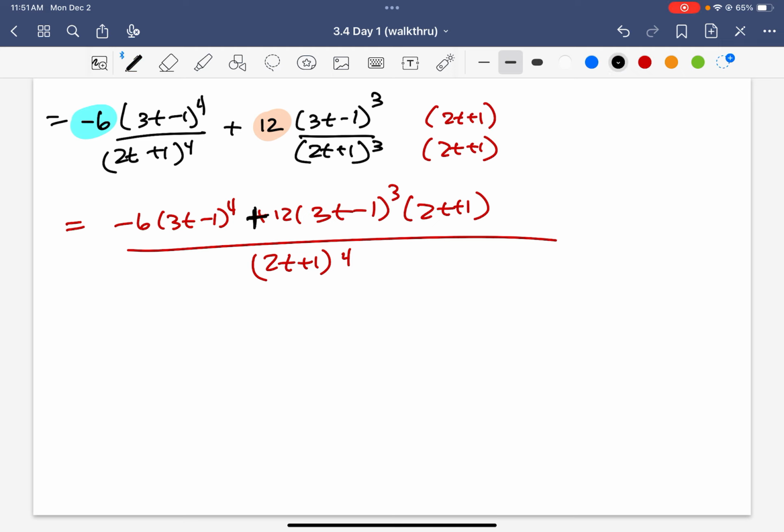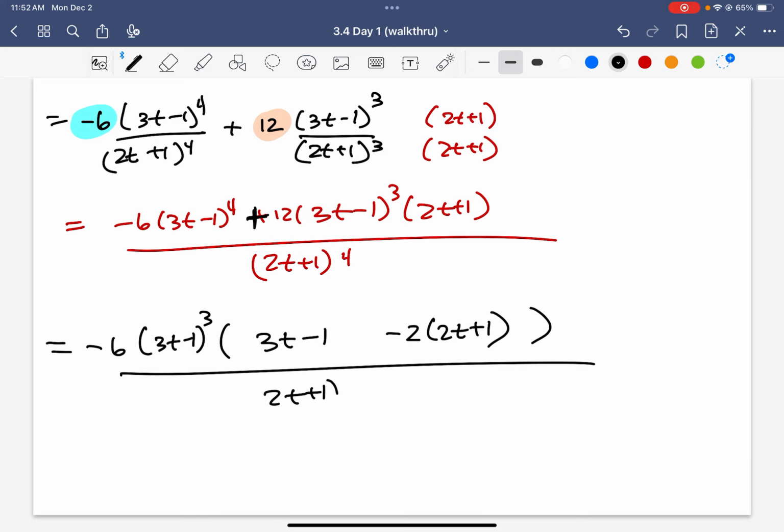But then on top I see two big terms, which both have a -6 in them. So that would leave a -2 here. They also both have a (3t - 1)^3. That would leave 3t - 1 here. And it would leave a 2t + 1 hanging out over there. All over (2t + 1)^4.